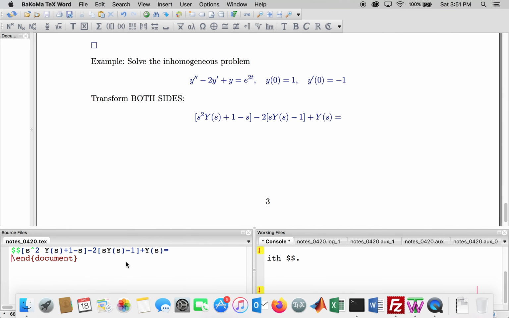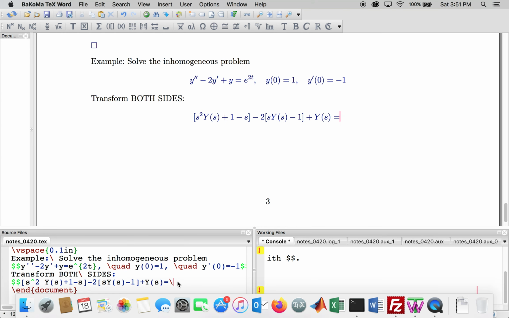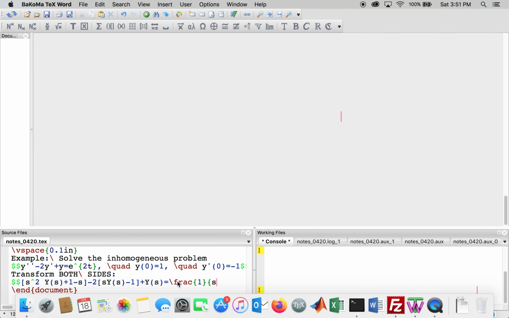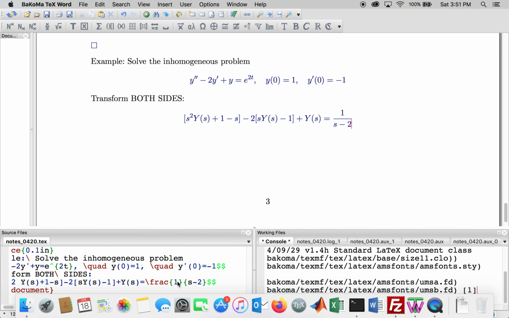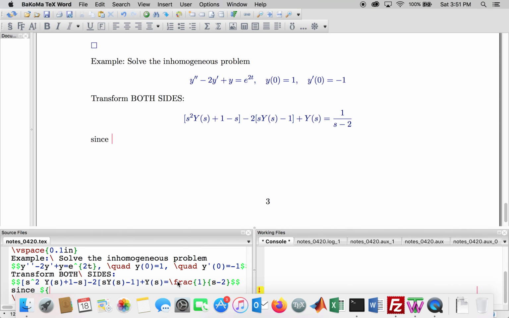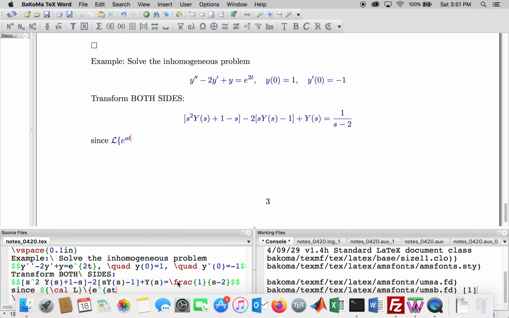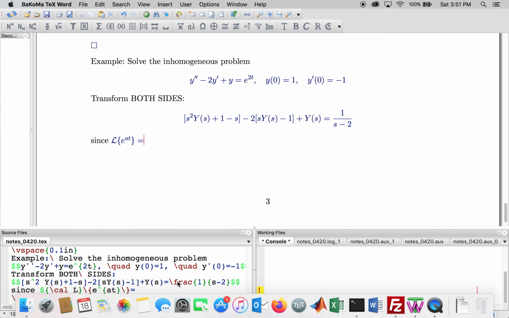Okay, get down to the bottom here. 1 over s minus 2. The Laplace transform of e to the at is something you need to basically commit to memory because you use it that often for these kinds of problems. So that's 1.